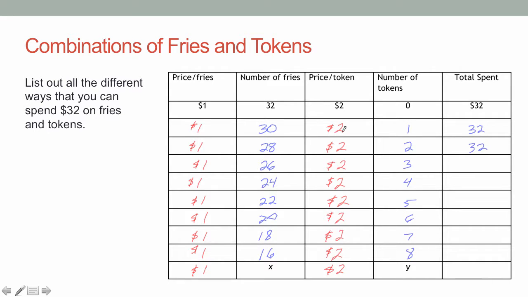We could keep going on and on. But you know, as a mathematician, let's use math for us, right? These numbers are changing. So let's use a variable to represent all the different fries. Let's use a variable to represent all the different number of tokens. What does stay the same is also this $32 right here, though.